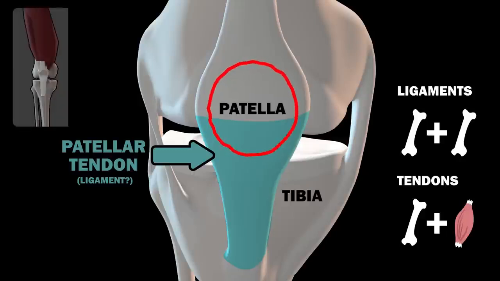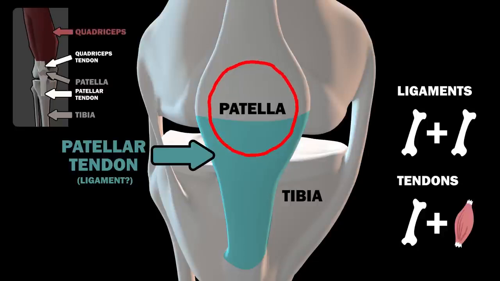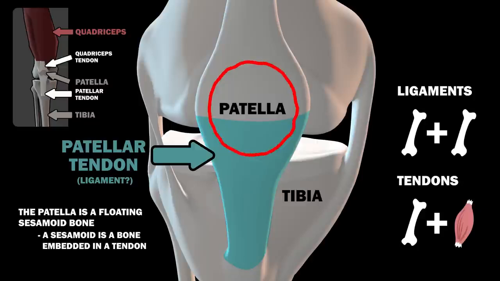The patellar tendon is part of a more extensive mechanism, which includes the tibia, the patellar tendon, the patella, the quadriceps tendon, and the quadriceps muscle. Together, these structures allow you to straighten your knee. As a side note, the patella is what is known as a floating sesamoid bone. A sesamoid is a bone embedded in a tendon.